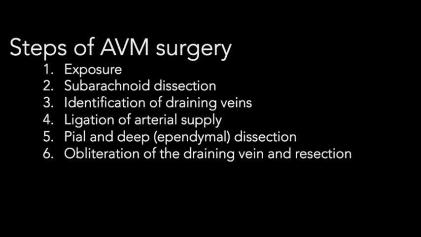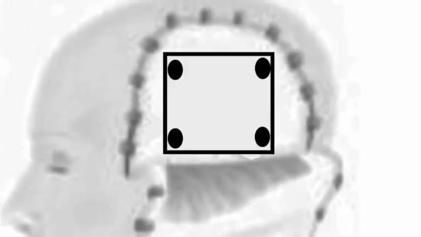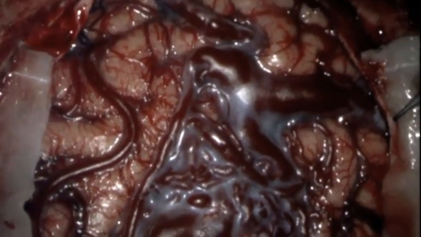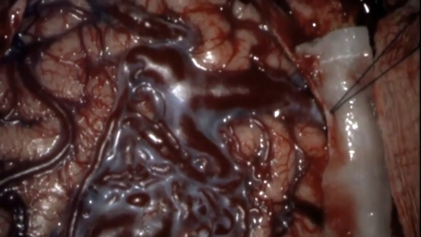AVM surgery can be divided into 6 main segments: exposure, subarachnoid dissection, identification of draining veins, ligation of arterial supply, peel and deep dissection, and obliteration of the draining vein, and ultimately resection of the AVM. For these AVMs, surgical exposure must be wide to identify the entire nidus. A parietal craniotomy with 4 boreholes may achieve adequate exposure for a lateral parietal occipital AVM. As you can see, surgical exposure will identify the borders of the AVM on the subarachnoid surface.